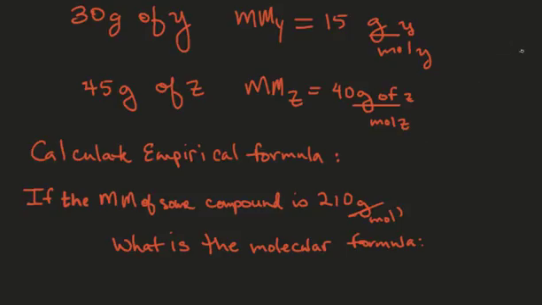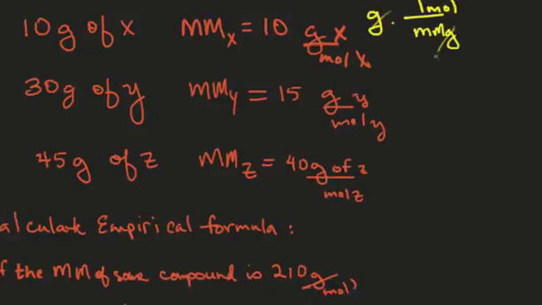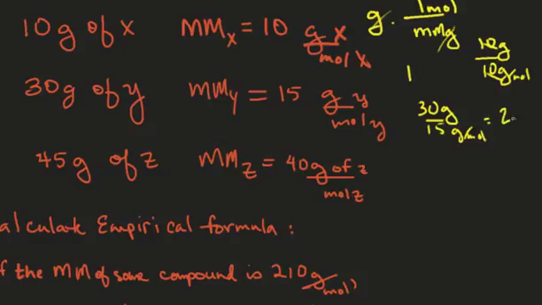For the X, I guess I'll write it up here. So it'd be 10 grams divided by the 10 grams per mole. So then you flip and multiply and you get 1. And then here, when you do it, you're going to get 30 grams divided by 15 grams per mole, and you're going to get 2 moles.